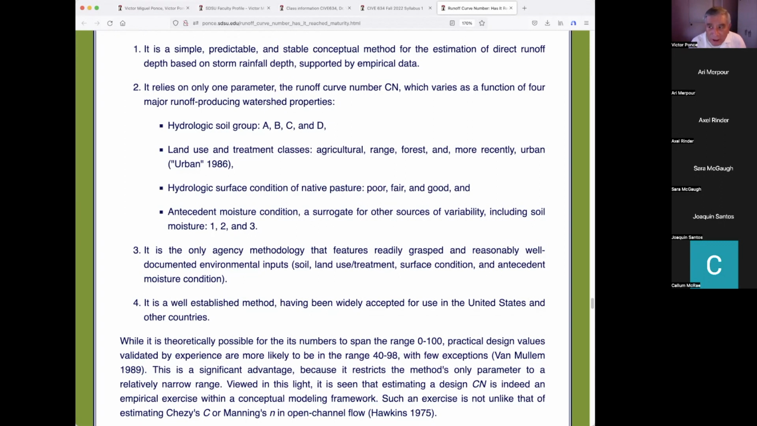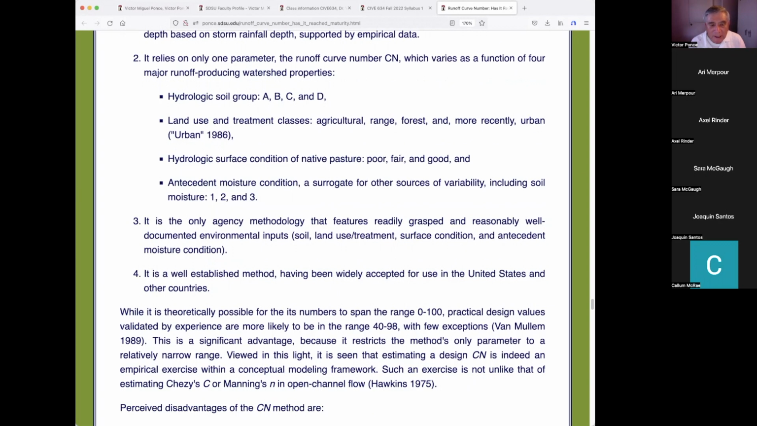That is one of the questions that I have posed to you for the assignment. So think about what I just said. Okay, hydrologic surface condition of native pasture, that was Mockus's invention. And antecedent moisture, which, as I already told you, was a bundle for everything. It was a surrogate for all other sources of variability.